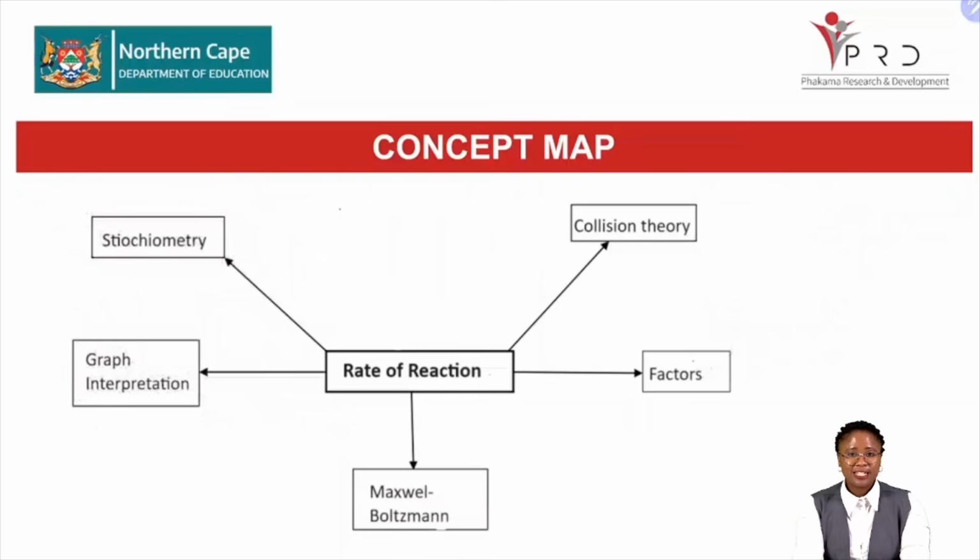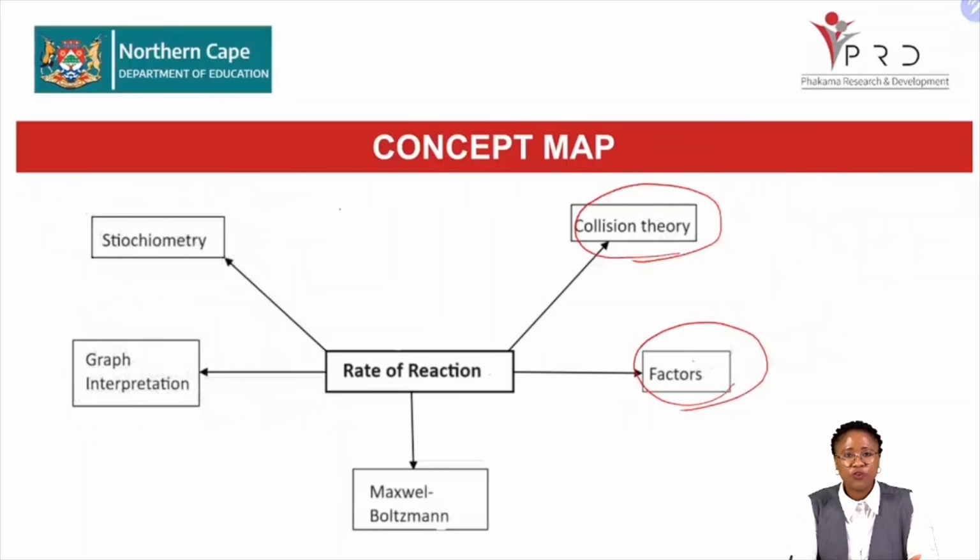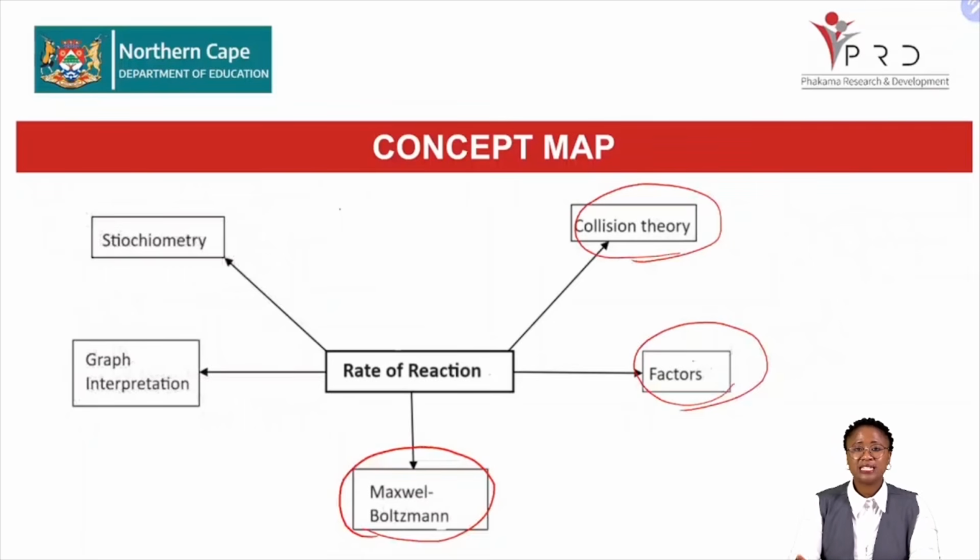All right, now let us look at the concept of rate of reaction. What is it that you must know when you prepare yourself for your exams? One, you must know everything that has to do with the collision theory, because when we speak of rate of reaction, we always refer to the collision theory. You also need to know the factors that are affecting the rate of reaction. And then you should also know about the Maxwell-Boltzmann distribution curve. This is going to help you when you look at the different graphs that we are going to be looking at as we look at the factors that are affecting the rate of reaction.